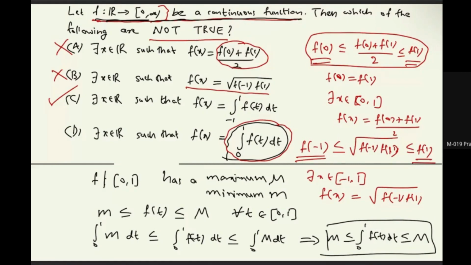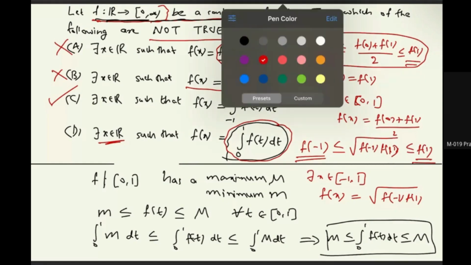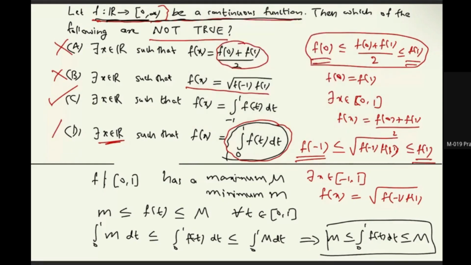So can you say now whether there exists an x in R such that f of x is this? Yes, it is true, by the intermediate value theorem. I will write a general version of this, but this is a true statement. Generally this is what happens.